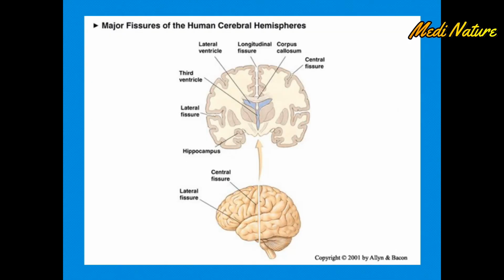This is a cross-section of the brain. There you can see the longitudinal fissure which separates the right and left cerebral hemispheres, and also the corpus callosum which makes the connection between these two hemispheres.